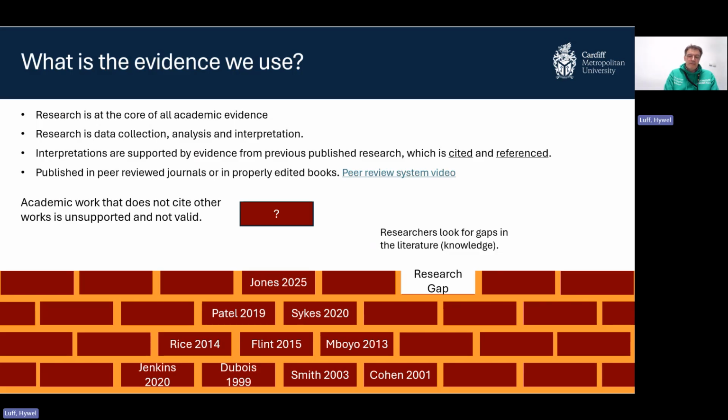supported by previous knowledge. Okay, so if you look down at my wall analogy at the bottom here, Jones 2025 just published. But when they did their research, they used Patel, Sykes, Rice, Flint, Boyo. They had those in their reference list because they were going back to those because they've done similar research or written about the same topic, and they're being used as evidence in Jones 2025. And if you look back at Patel, for instance, then they might have used Flint, Jenkins, Dubois, Smith, Cohen, Rice. So a bit further back.